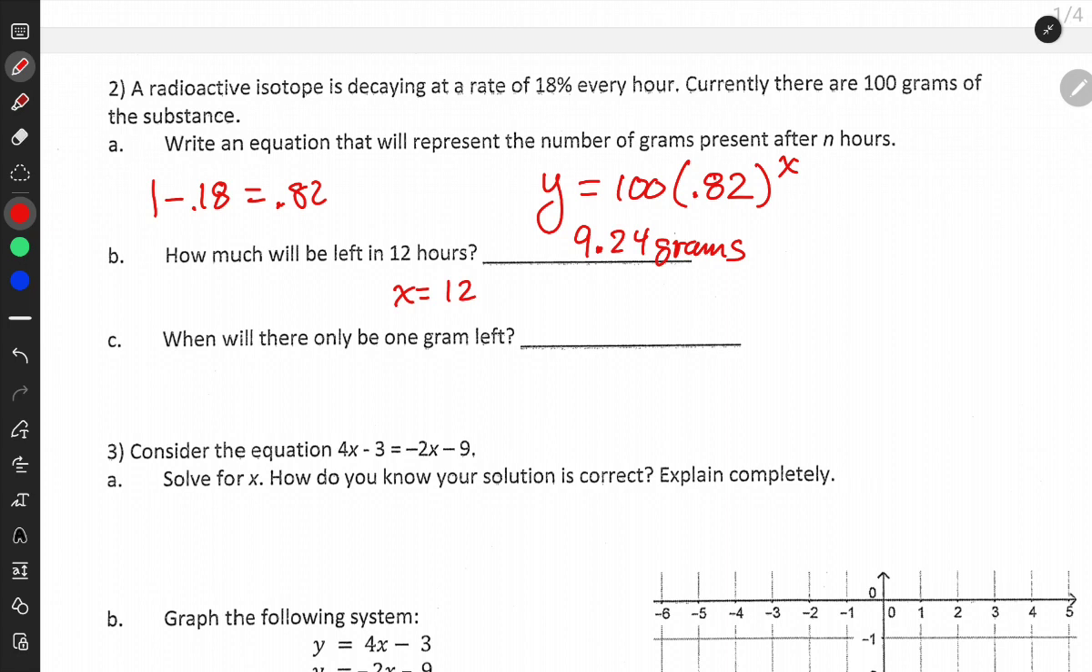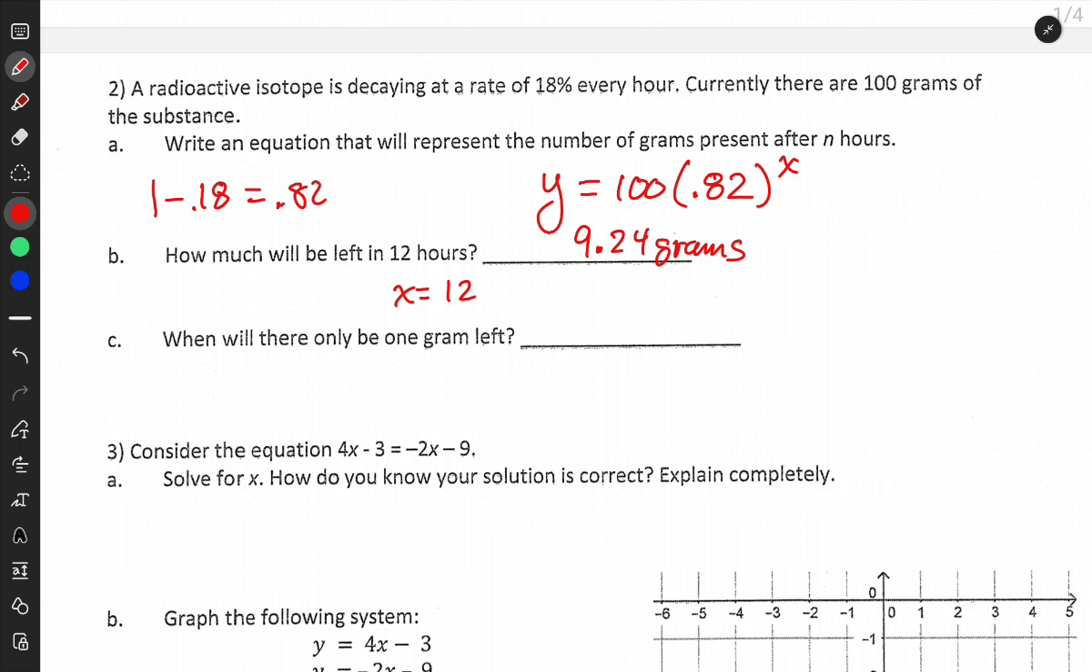Because I chronically make mistakes, and I like to think of ways to double check myself, I'm going to do it a different way. I'm going to start at 100, press enter, and now I'm going to just go times 0.82. So that 100 is hour 0, and now I'm just going to press the button and count. 1, 2, 3, 4, 5, 6, 7, 8, 9, 10, 11, 12. And guess what? On my calculator, I got the same 9.24 grams. So feeling pretty good about that.